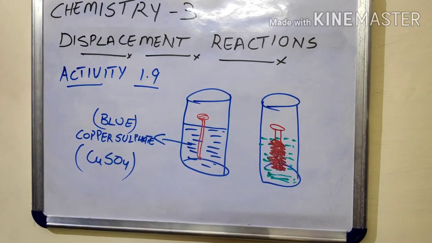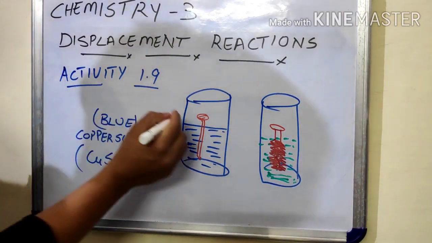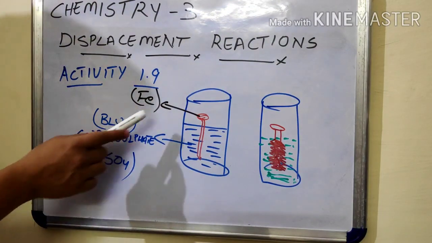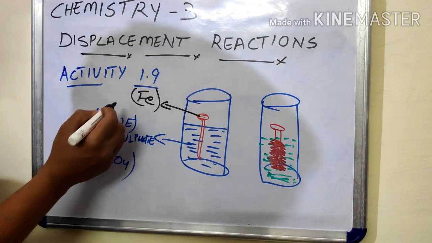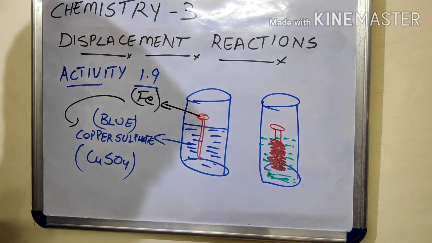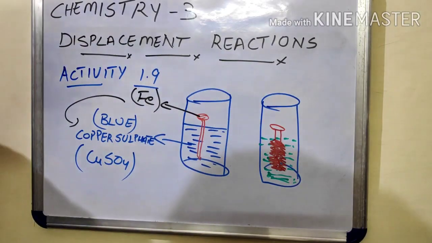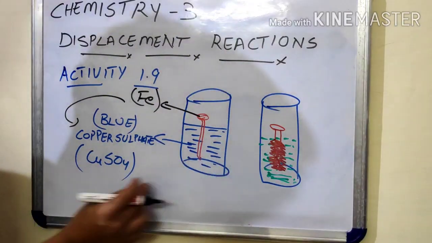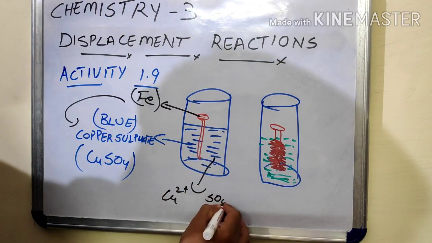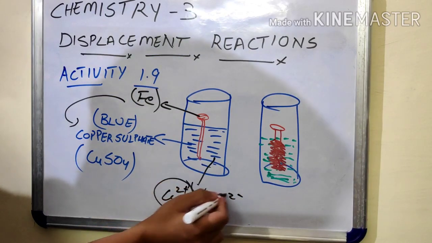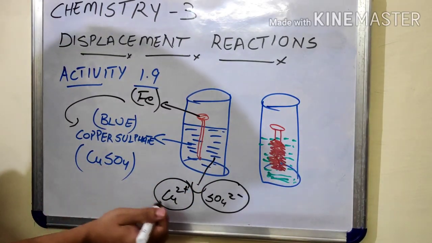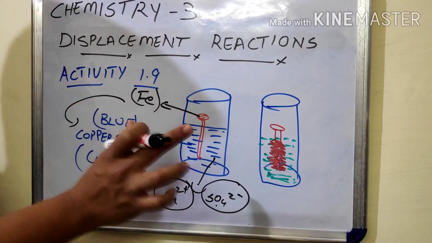What has happened is, if you remember, what was iron? Iron was Fe. Now iron is a metal that is more reactive than copper. So in the solution there was copper sulfate. Copper sulfate in solution exists as Cu2+ and SO4 2-. Whenever you write an aqueous solution, they exist as ions. So copper sulfate exists like this, as ions.